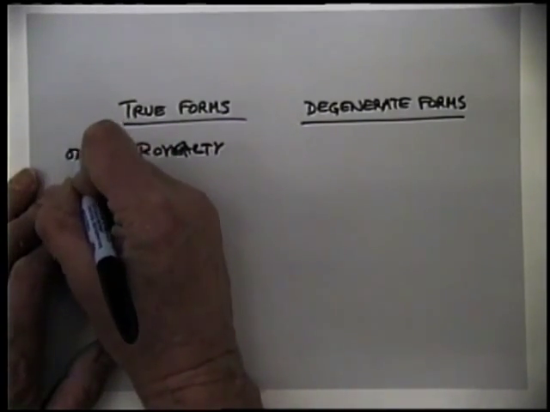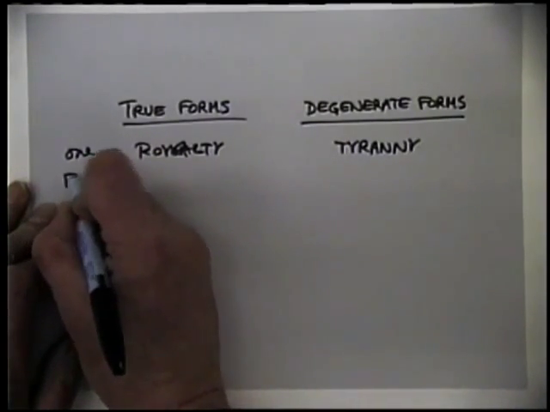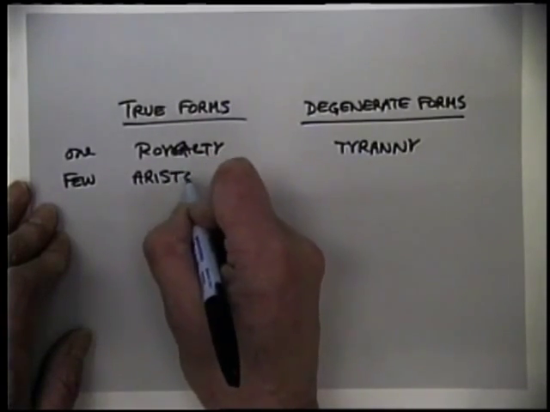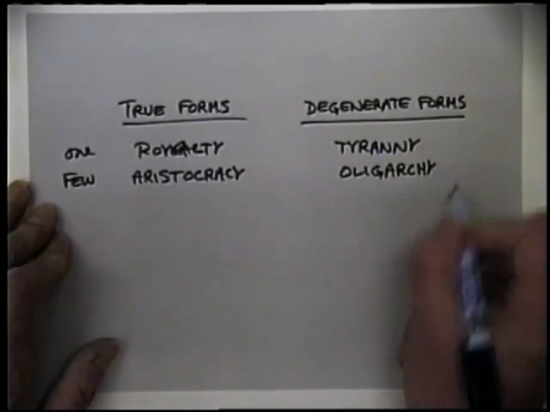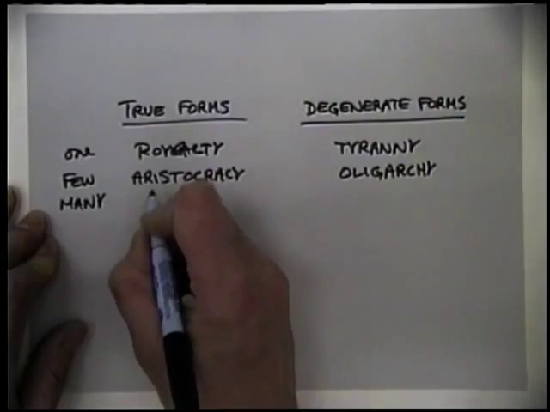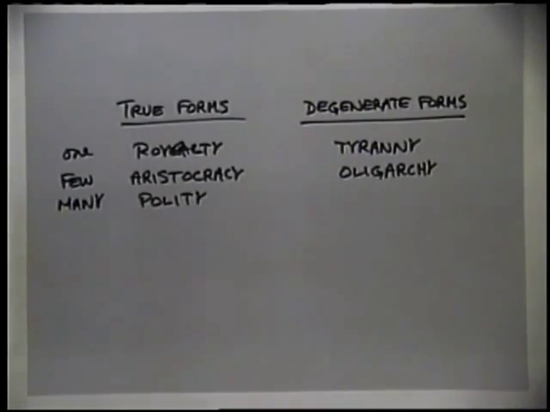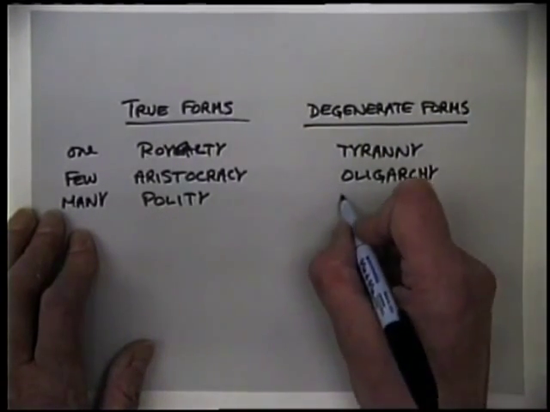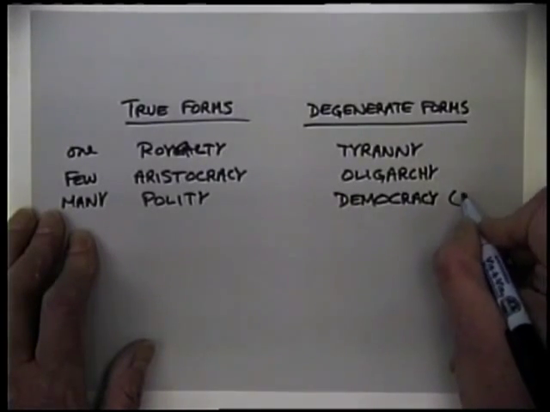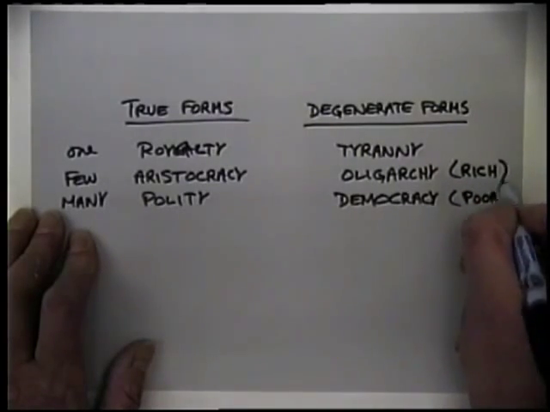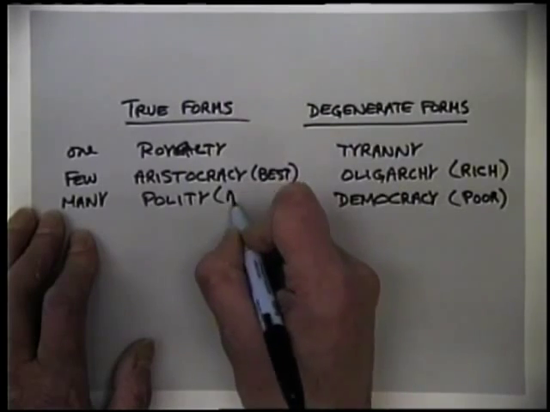Royalty. This is the rule of one. Tyranny is the degenerate form of royalty. The rule of a few: the true form is aristocracy. The degenerate form is oligarchy. He calls this constitutional government or polity, since polity is shorter. I'll just write down polity, but remember that it's also just called constitutional government. The degenerate form is democracy, where that's thought of as the rule of the poor. Oligarchy is the rule of the rich. This is the rule of the best, if you want to, and the rule of all, I suppose.